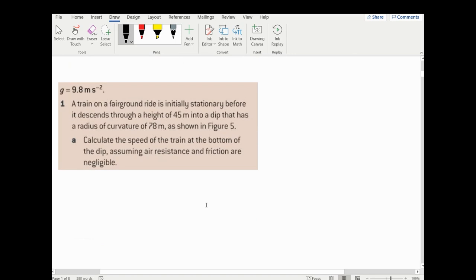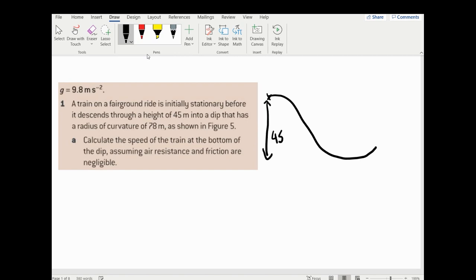So these are some textbook questions, and I'm going to walk you through how I can do this. So the question, on a fairground ride, tells me that g is 9.8. A fairground ride descends from a height of 45 metres to a dip that has a radius of curvature as shown in figure 5. There's no figure 5 here because I've just taken it from the book. So just to explain, it's a dippy ride like that.